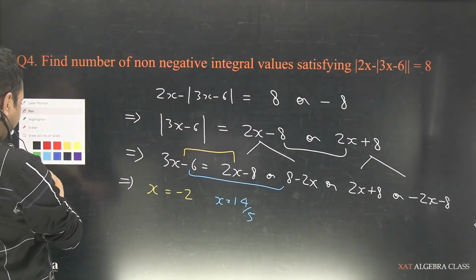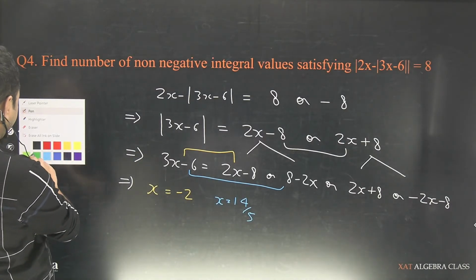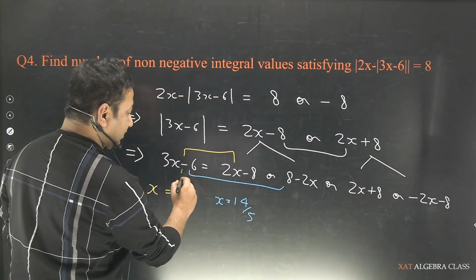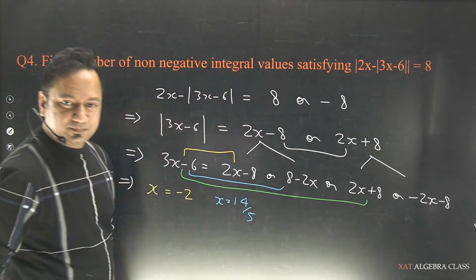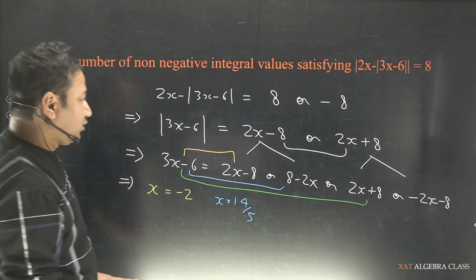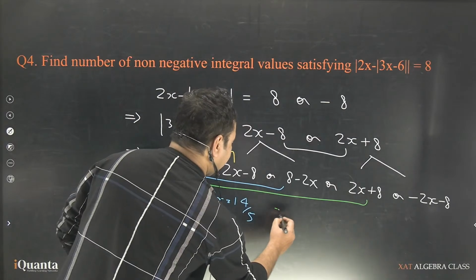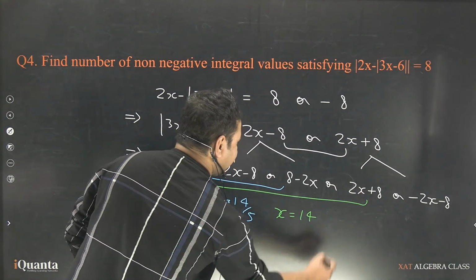Again, I'll change the color. Let me take green. Now I'm solving these two. So what do I get here? x will be equal to 14. This looks like our answer.